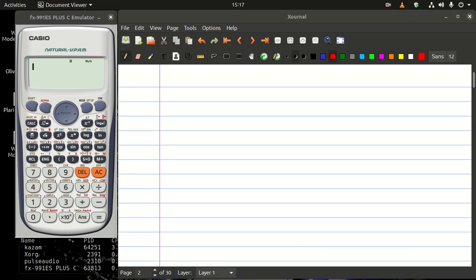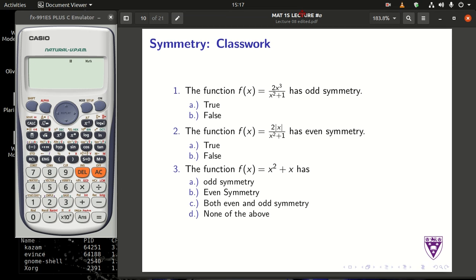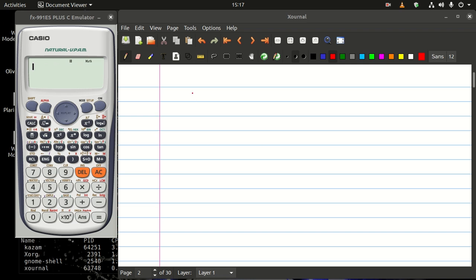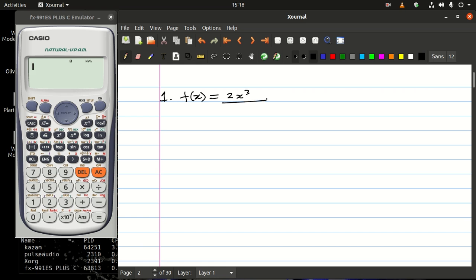Now we have these nice questions here. These questions are asking, is this function even or odd? So let me copy it first. The first one, number one, is f of x equal to 2x cubed divided by x squared plus 1.